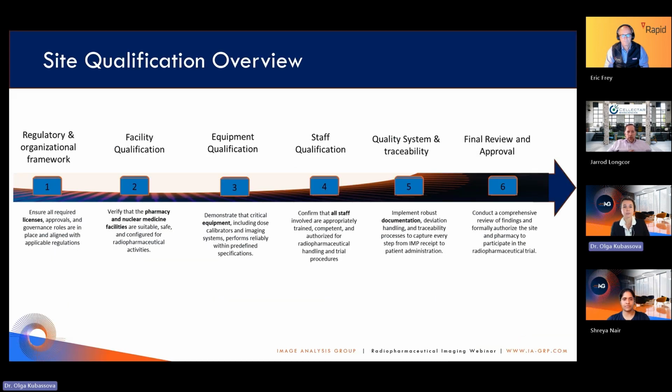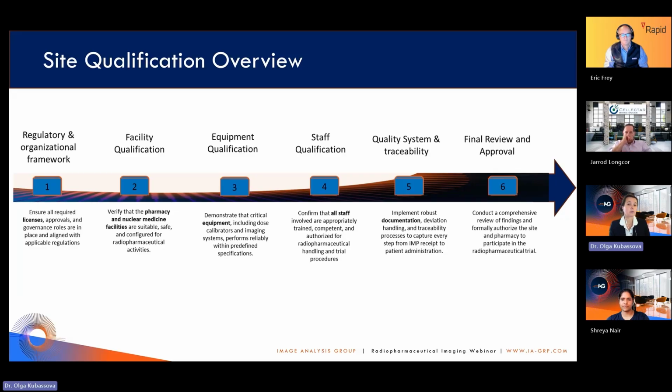So we always start with a site qualification, right? So we have a number of sites and they have to go through the process to be able to participate in any of the trials. So we are looking at the sites having required licenses and approvals and right roles in place to just conduct such a study. We, of course, are looking at the facilities which are associated with nuclear medicine to make sure that these are safe. And sometimes it's a questionnaire, sometimes it's an inspection or collaboration with a sponsor on inspecting the sites. We're looking at equipment.